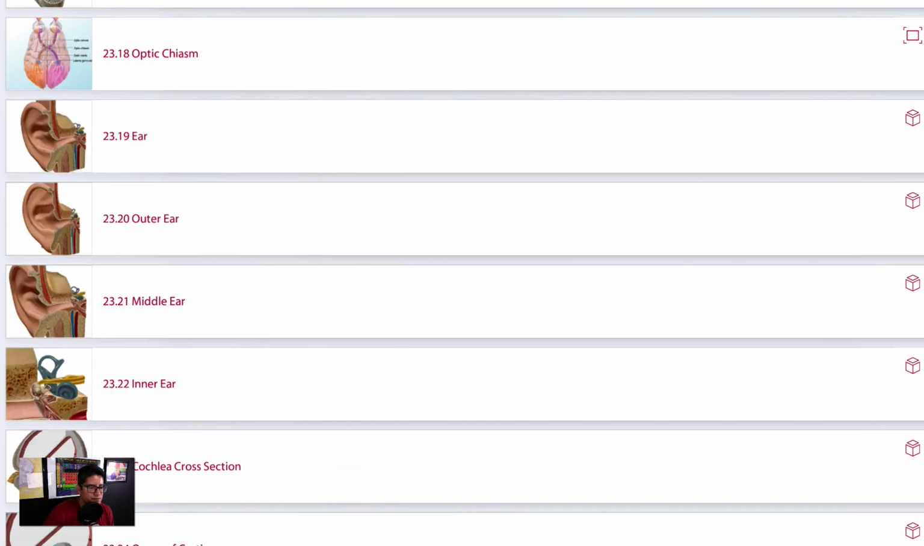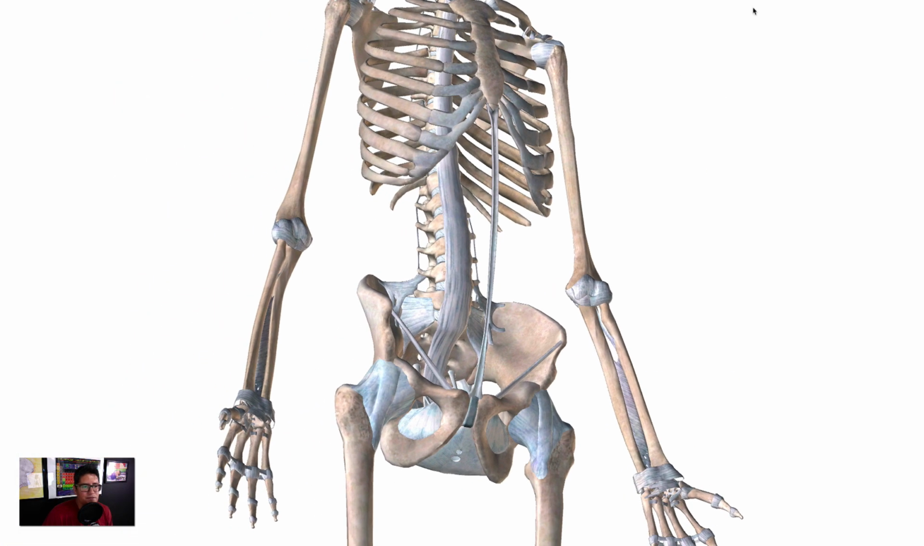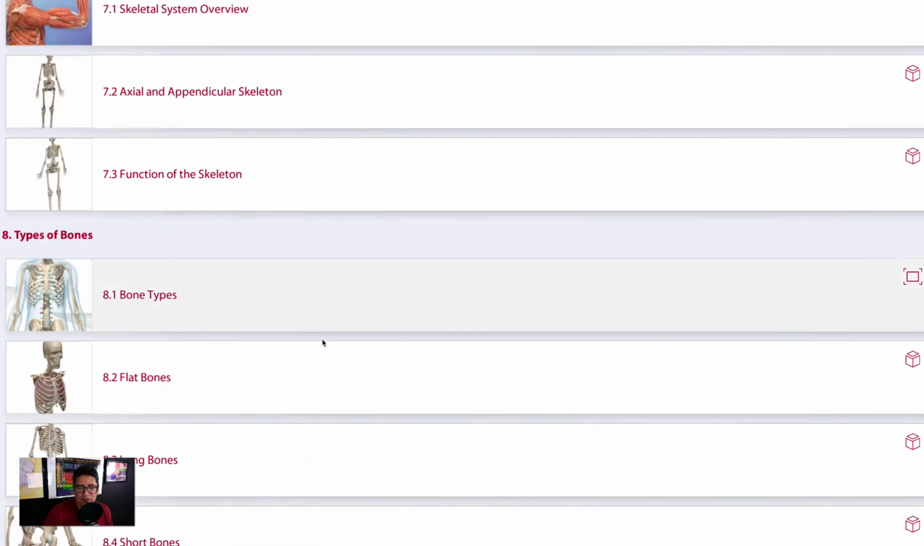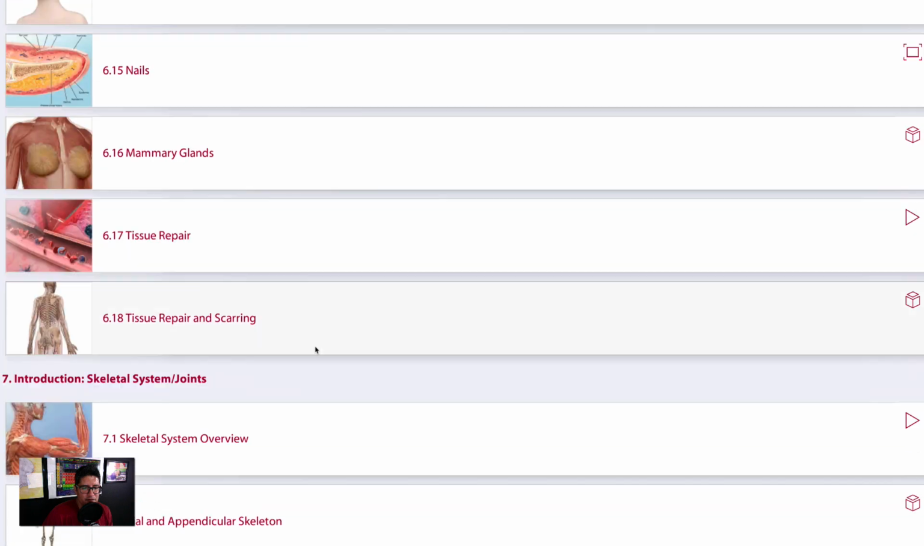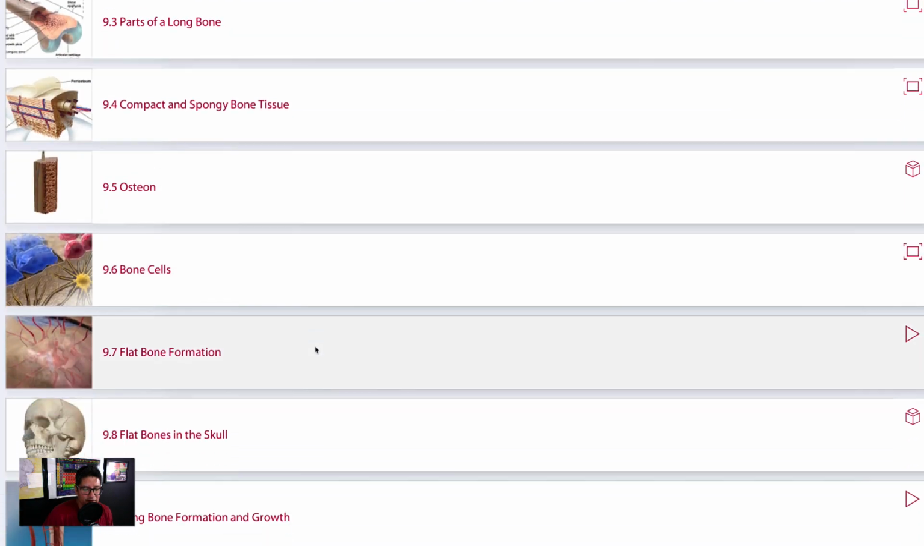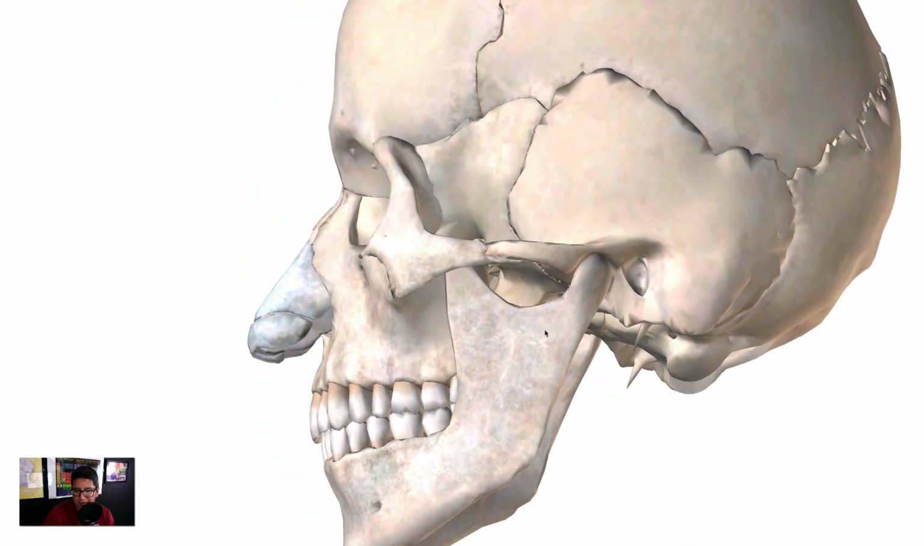Let's go to your skeletal system. Where's it at? Skeletal system. And let's go to, nope, that's not where I wanted to go. Let's go to the skull. Okay, let me know if you see it. There it is. All right, so when we go to the skull, you take a look right here.